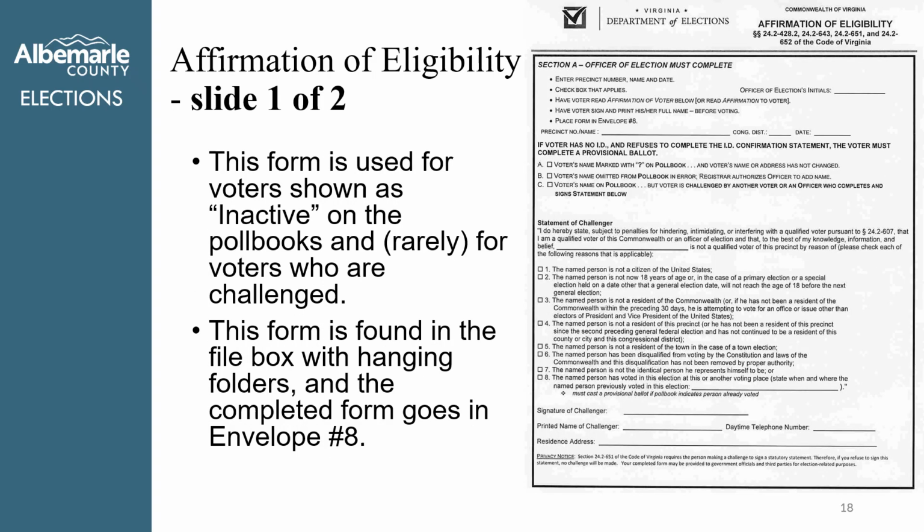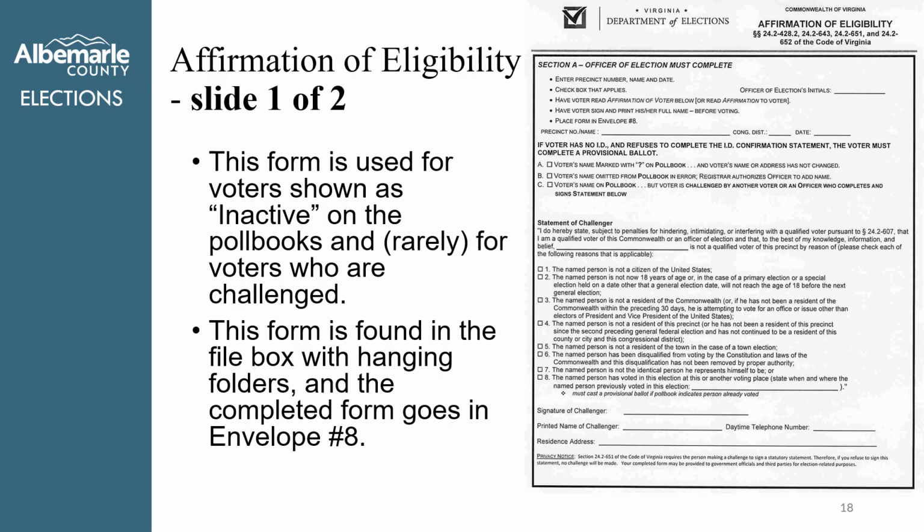The affirmation of eligibility form, if you look at it closely, shows all the hallmarks of being designed by a committee. It goes all over the place because it's used for a couple of distinct purposes. One of those is when voters are shown as inactive on the poll pads. Another purpose is when voters are challenged, which you may never have seen in a polling place, as not being valid voters for that polling place. This form is found in the file box with hanging folders, and the completed form goes in envelope 8.